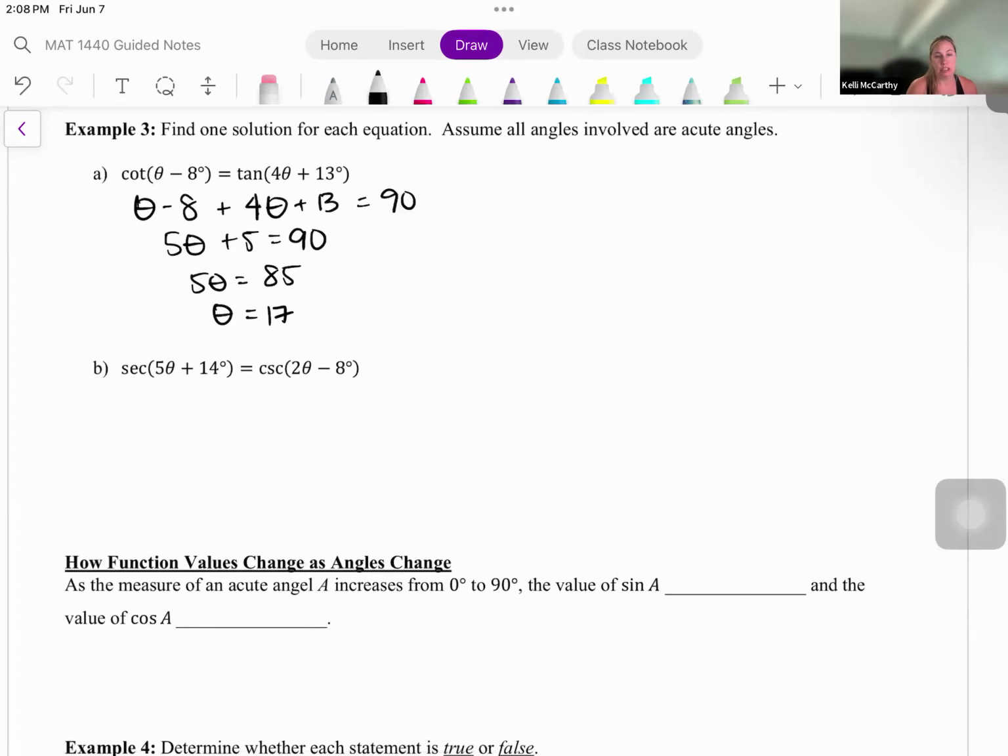Secant of 5 theta plus 14 is equal to cosecant of 2 theta minus 8. Again, secant and cosecant are cofunctions. So these two angles, 5 theta plus 14 and 2 theta minus 8, are complementary. So we add those up and get 90. Now we simplify. 5 theta plus 2 theta is 7 theta, and 14 minus 8 is 6. Subtract 6 from both sides, we get 7 theta is equal to 84. And if we divide both sides by 7, we get theta is equal to 12.